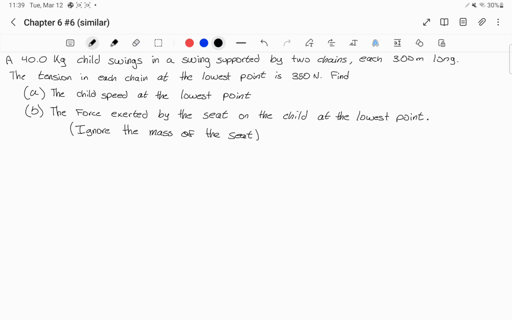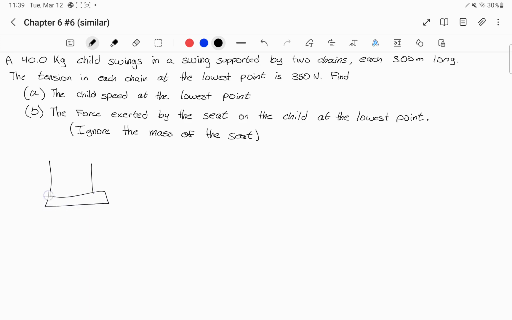So let's go ahead and jump straight to the problem. It says a 40-kilogram child swings in a swing supported by two chains, each 3 meters long. The tension in each chain at the lowest point is 350 newtons. They want us to find the speed of the child at the lowest point and the force exerted by the seat on the child at the lowest point.